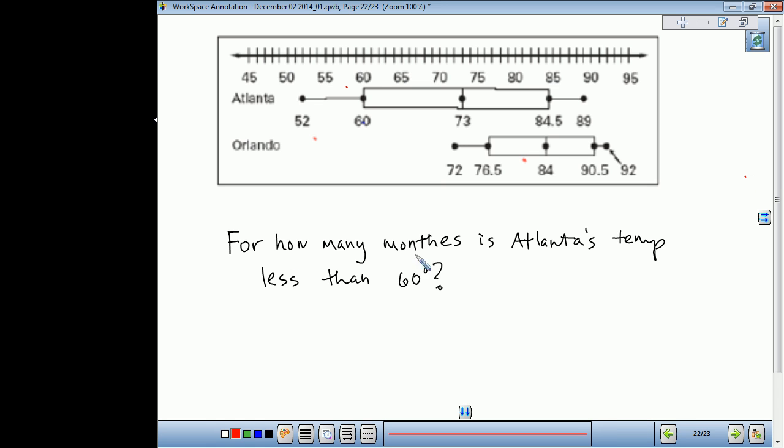If I ask you for how many months Atlanta's temperature is less than 60 degrees, could we find that just using these box and whiskers? Okay, what do you think we'd do? Tell me, Colin. You would look for 60, and then see how much of it is less than that, and that's 25%. Good. So 25% of 12 is 4 months. Beautiful. Actually, 25% of 12 is 3 months, right? Yeah, 3 months. Sorry. One quarter of 12.